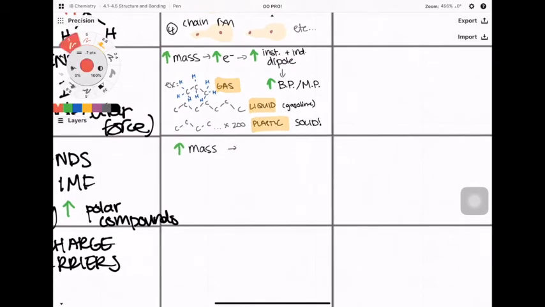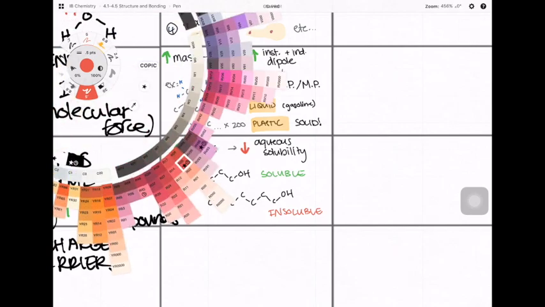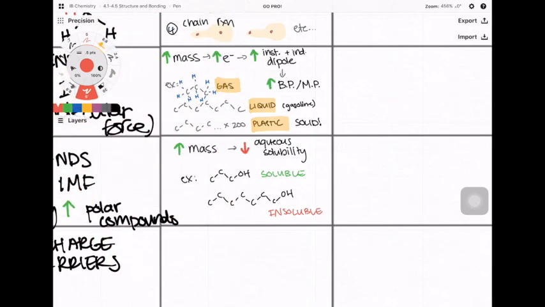Similarly, in terms of aqueous solubility, mass is an important factor. However, in this case, the greater the mass, the lower the solubility in water, so the lower the aqueous solubility. If we take a look at these two molecules, which are exactly the same, except for one having more carbons, the one with only 3 carbons is soluble in water, and the one with more is insoluble. So again, the greater the mass, the lower the aqueous solubility.